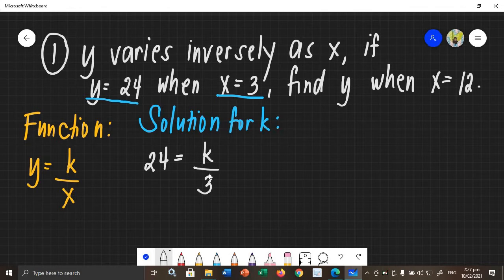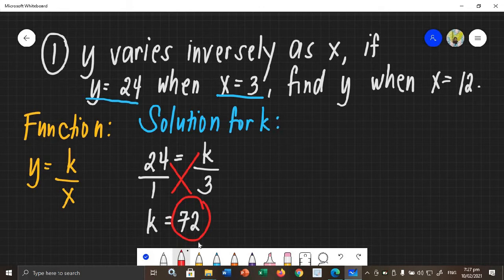So, para mahanap natin yung value ni k, we need to cross-multiply. For us to be able to use cross-multiplication, kailangan natin lagyan ng denominator si 24, which will be equal to 1. So, tsaka pa lang natin pwede sila i-cross-multiply. So, k is equal to 24 times 3. That will be equal to 72. Ito na ngayon yung value ng k mo, 72.